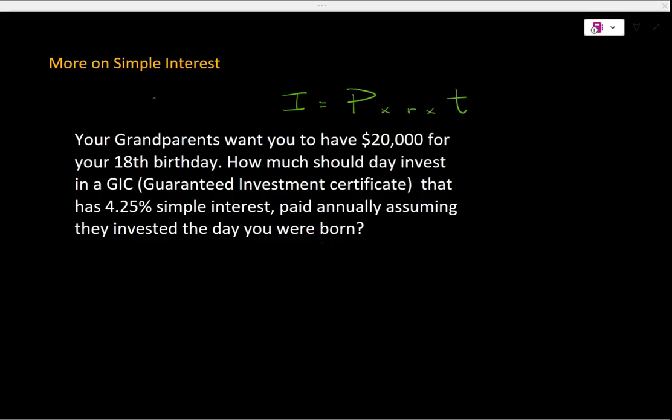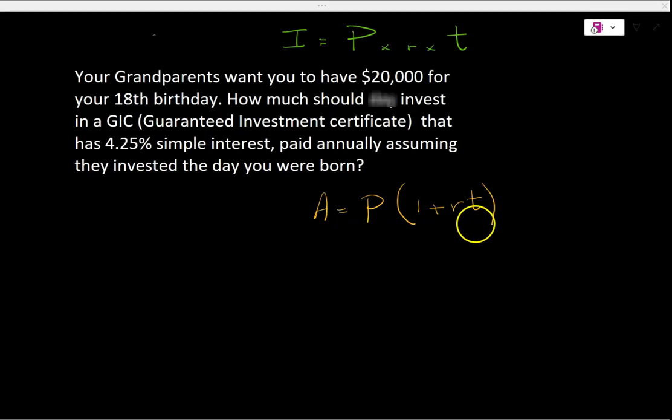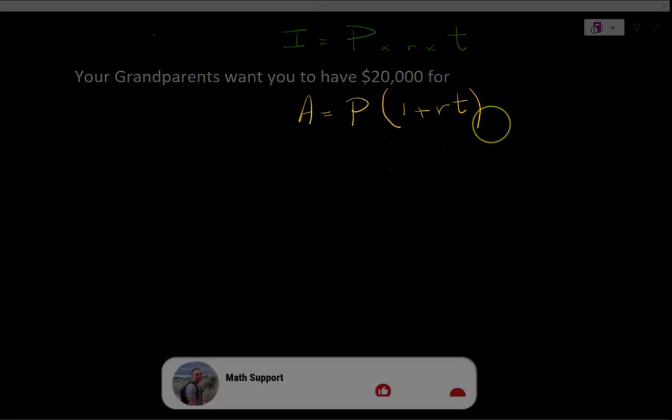So on the 18th birthday, that means that from 0 to your 18th birthday, that will end up being 18 years. I have written the interest amount formula on top, but also I need to write the accumulated amount formula. So let's do that. So we use the accumulated amount formula in here, and we're going to write up what it is that we do have.